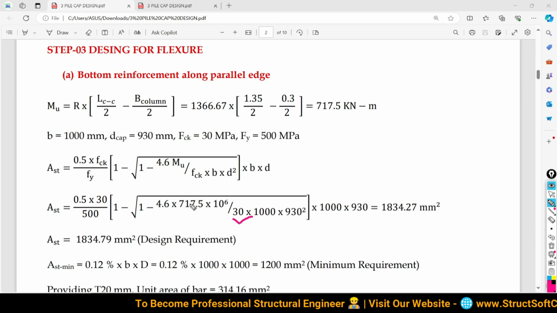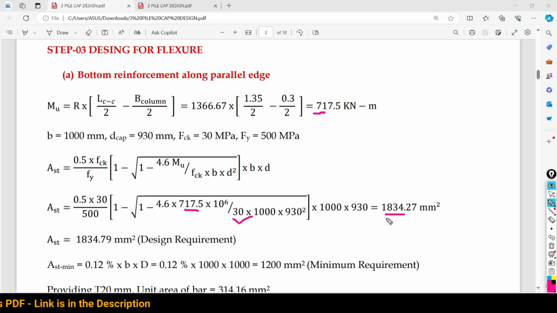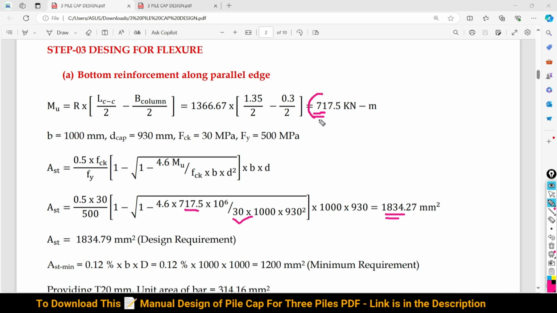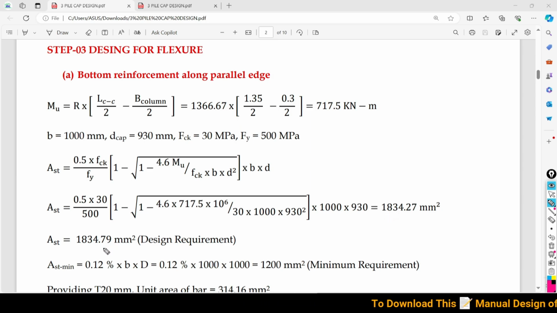If we put all the values in this equation, we will get this equation. Here you mainly have to focus on the ultimate moment, 717.5 into 10 raised to 6. After doing this calculation, we are getting the area of reinforcement required as 1834.27. This is the design requirement with respect to the design moment. So to resist this moment, how much area of reinforcement is required along the parallel edge? That will be 1834. It is the design requirement.